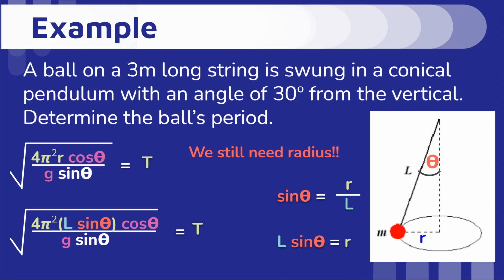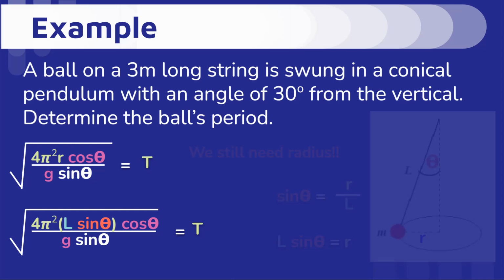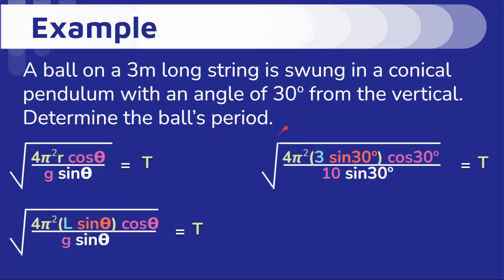We can solve it now because we have all the numbers. You could simplify it and cancel out the sine theta if you want, because it's on both the top and the bottom. But if we plug those numbers in, it looks like this: 4 pi squared times my length of the string, which is 3, it's right here, a 3 meter long string, times sine of 30 degrees, times cosine of 30 degrees, divided by 10, that's g, times sine of 30 degrees. If you put all that in there and then take the square root of it, you will get a period of 3.20 seconds.